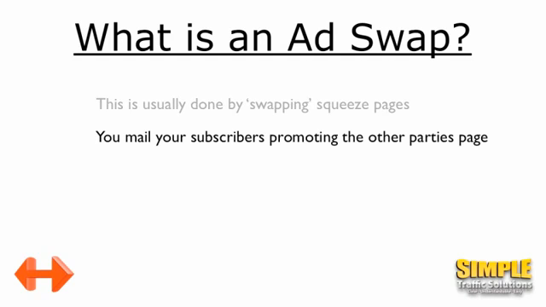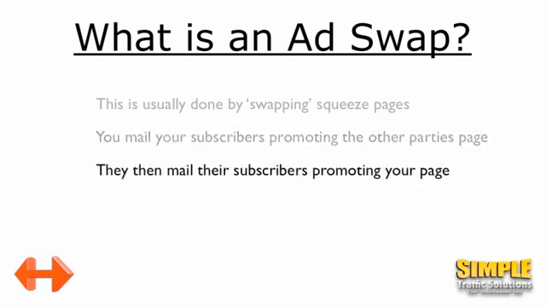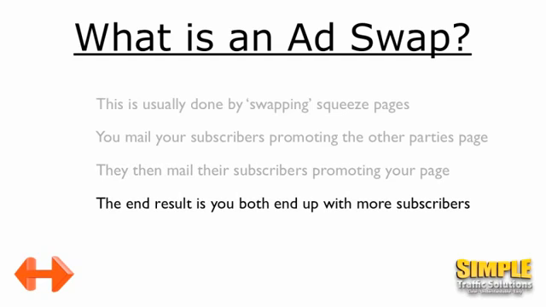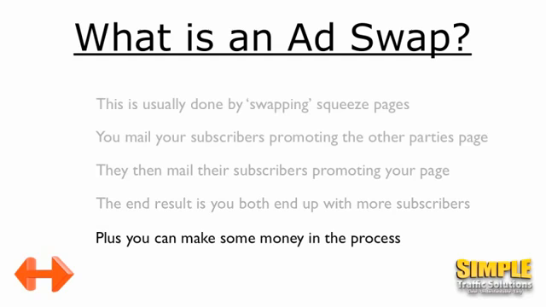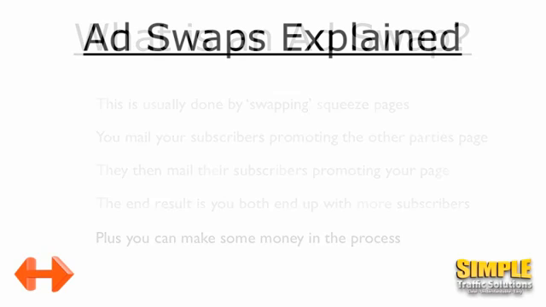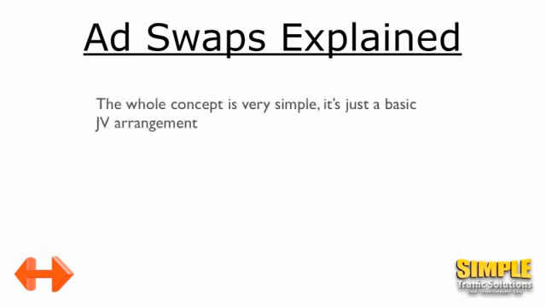So you mail your subscribers promoting the other party's page, and then they mail their subscribers promoting your page. Pretty simple stuff, isn't it? The end result is you both end up with more subscribers. Plus, if you do this right, you can make some money in the process. The whole concept is very simple. It's just a basic JV arrangement.